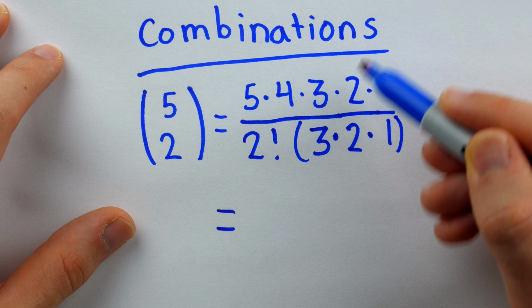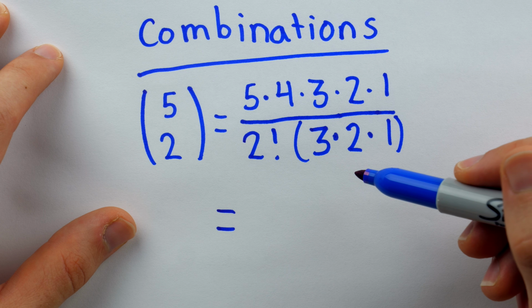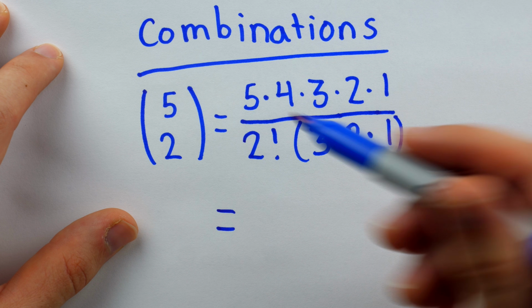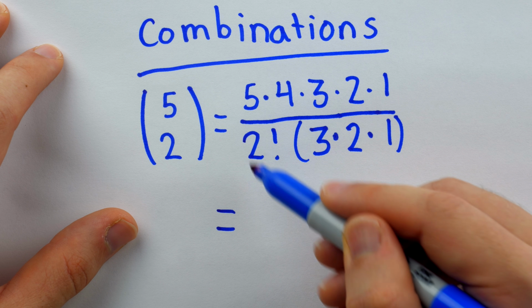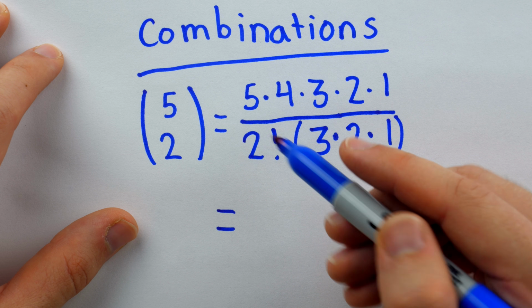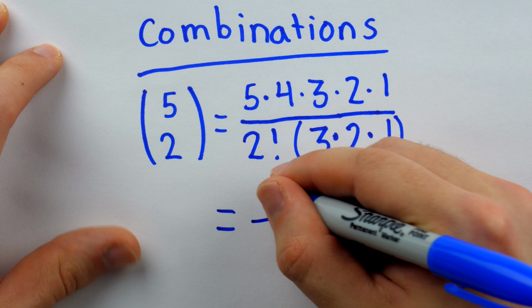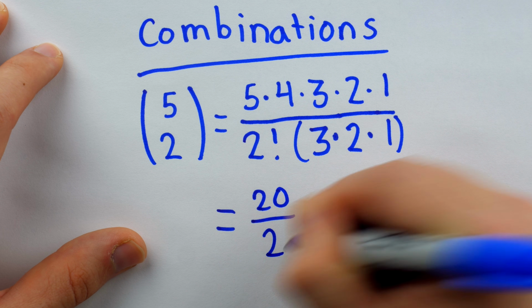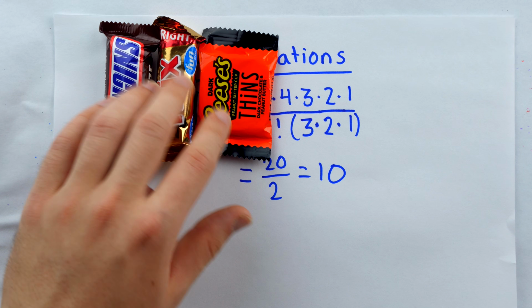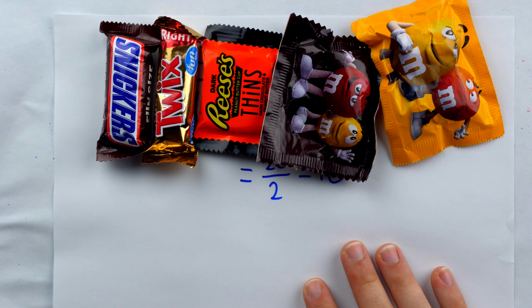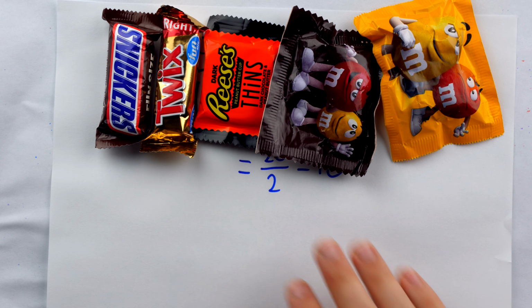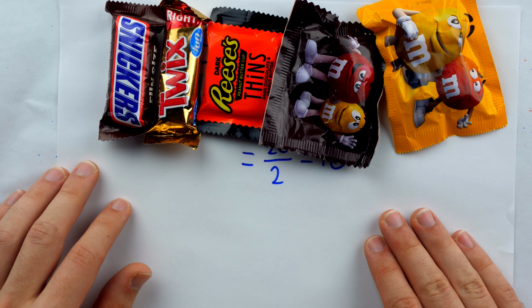Noting that the 3, 2, and 1 would cancel out in the numerator and denominator, we'd be left with 5 times 4, which is 20, and 2 factorial is 2 times 1, which is 2. So this is just 20 divided by 2, which is equal to 10. So based on our logic, there should be 10 ways to choose 2 candies from this collection of 5. Let's carefully count them up and see if we're correct.